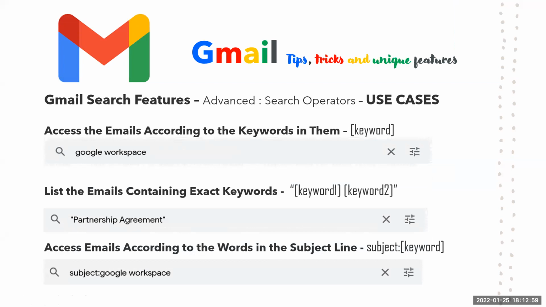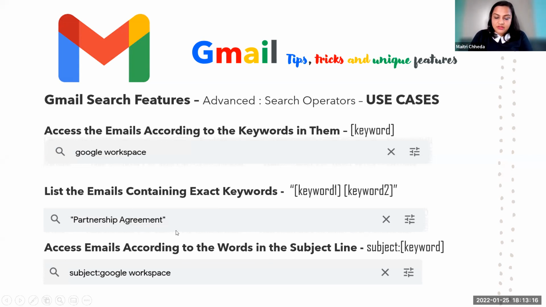Then if I want to access emails with a keyword, I specifically just write down Google Workspace. So I will get whichever emails contain this keyword. So this is what you must be using regularly.